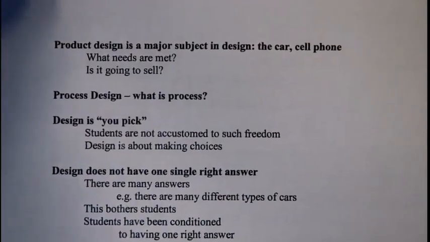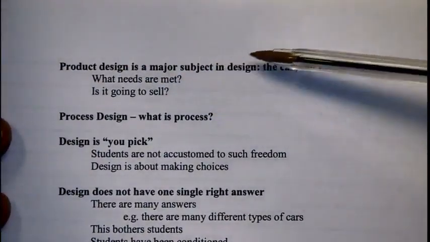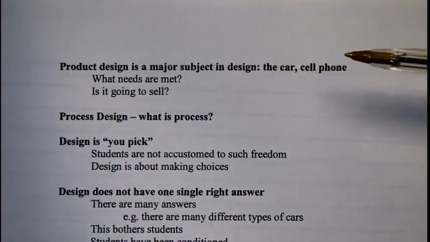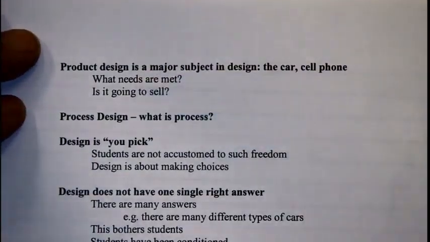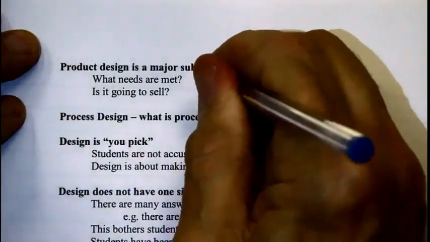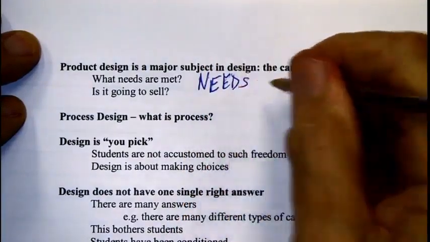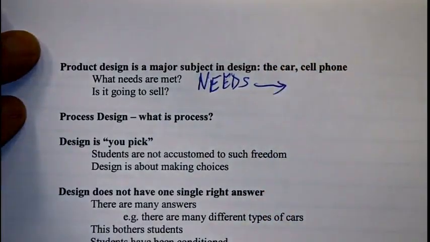So, product design is a major subject, right? And product being maybe a car or a cell phone. Now, what's very, very important is needs. And to be quite blunt with you, we could say needs actually define the process. Once you have established what you need, the design is relatively easy, or at least that's my opinion.